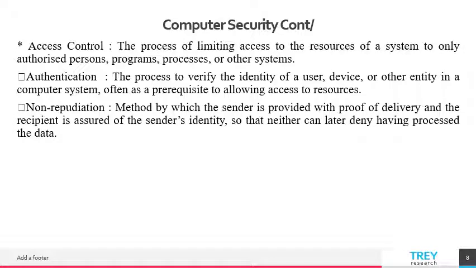We also have what we are calling non-repudiation. By definition, non-repudiation is a method by which the sender is provided with proof of delivery and the recipient is assured of the sender's identity, so that neither can later deny having possessed the data. Meaning in this case the recipient knows that the sender is this one here, so there is proof there.